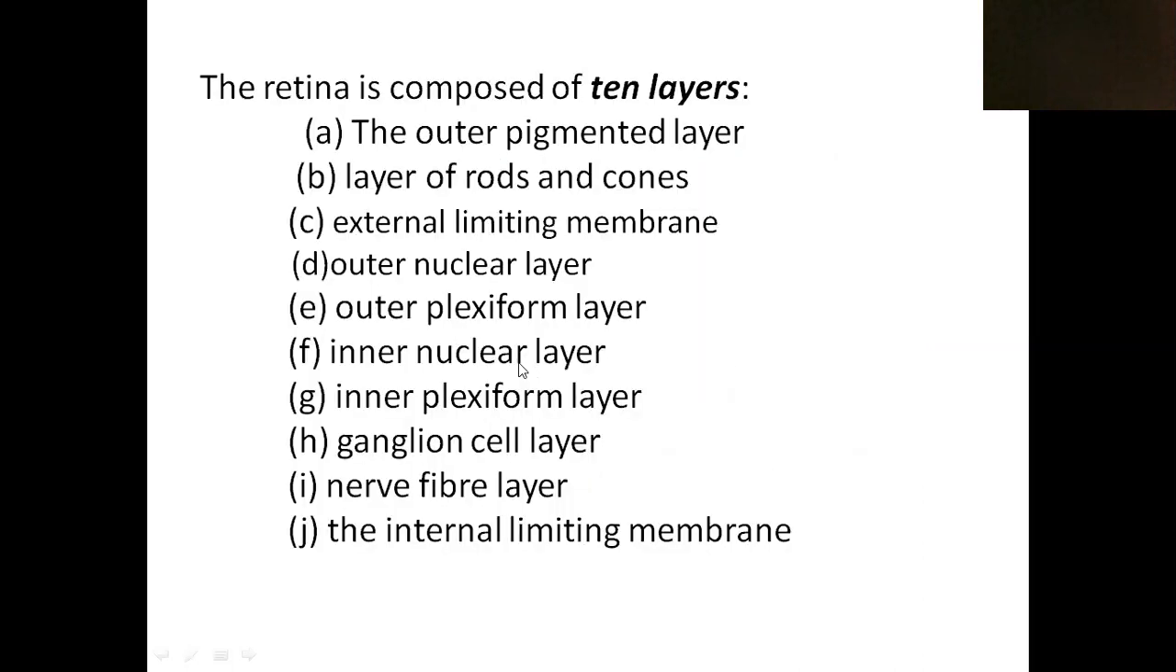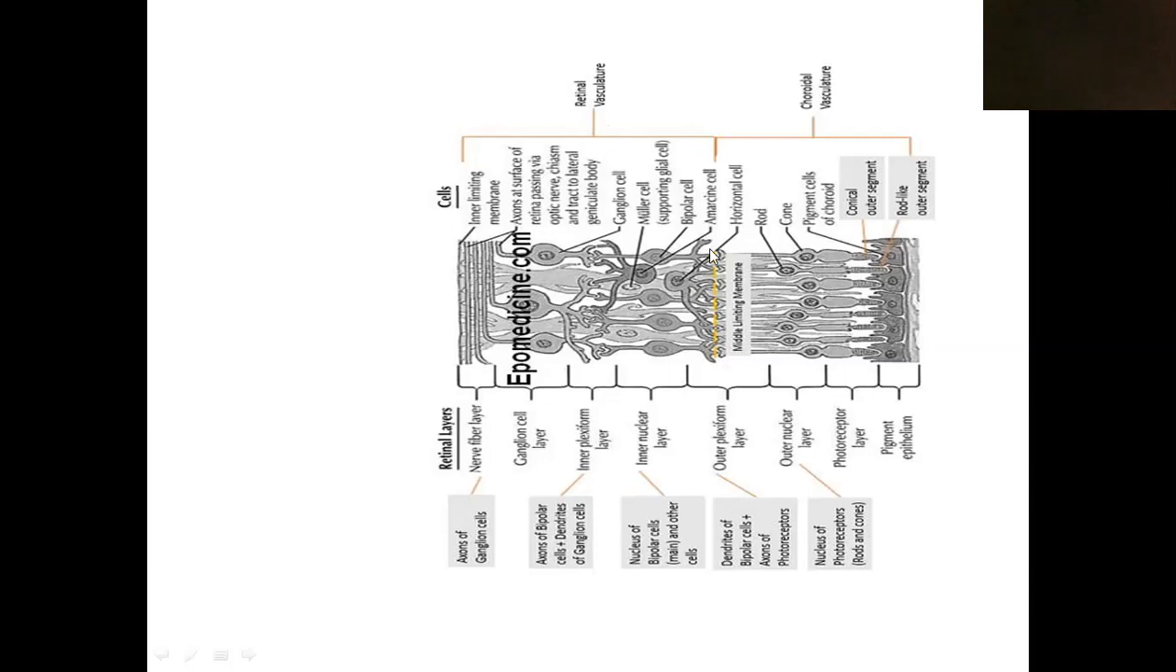Now, here we can see a plexus of nerves. So this is the outer plexiform layer. And if you go again inside, we can see the inner nuclear layer, another layer of nuclei. Then again a plexus of nerves, so the inner plexiform layer. Then again nuclei, this is the ganglion cell layer. Then nerve fibers arise from this ganglion cell layer, so this area is known as the nerve fiber layer and inner limiting layer.